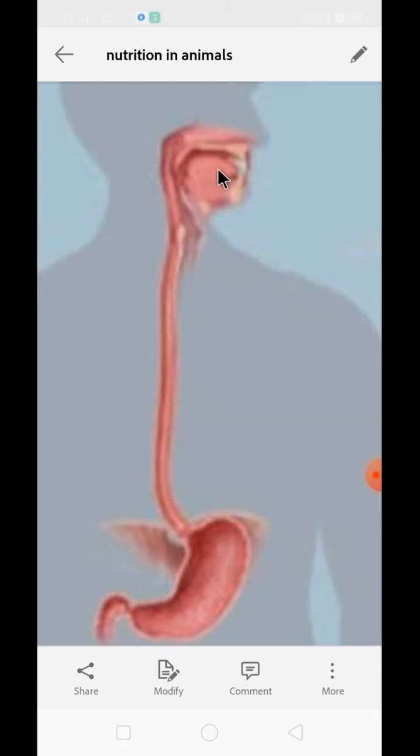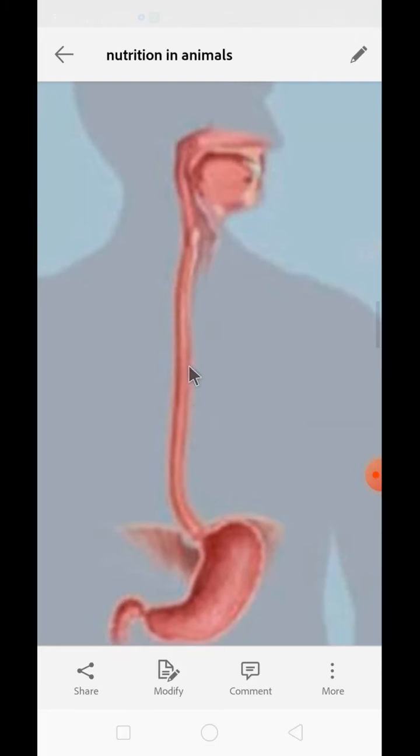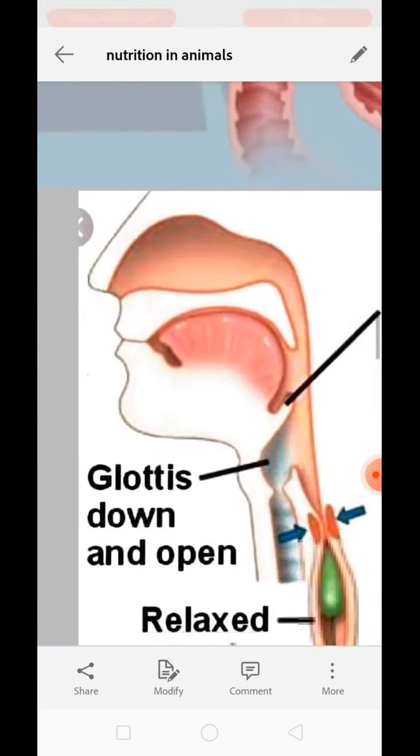Whenever the food is swallowed, it is passed to the esophagus and later on it is delivered to the stomach area. The length of this esophagus is about 25 centimeters. Food passes down through the esophagus when it gets swallowed.